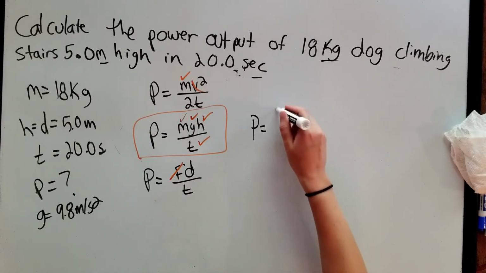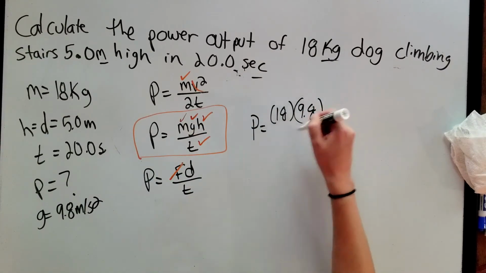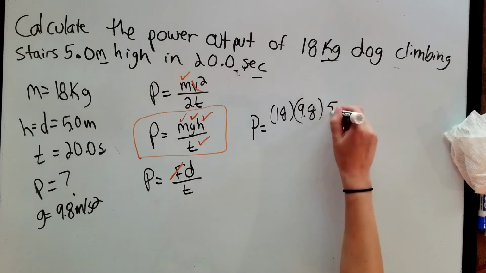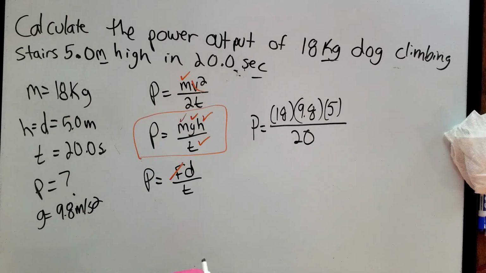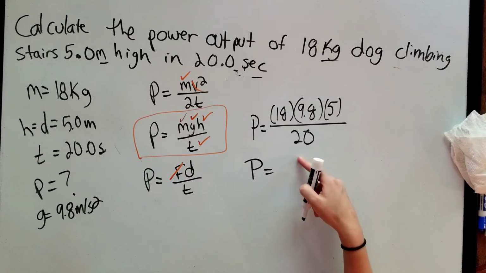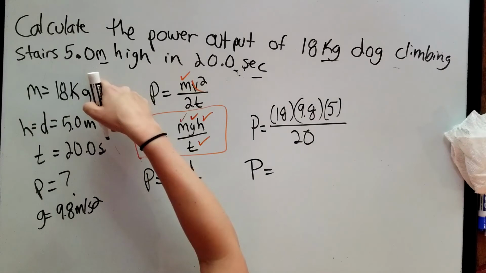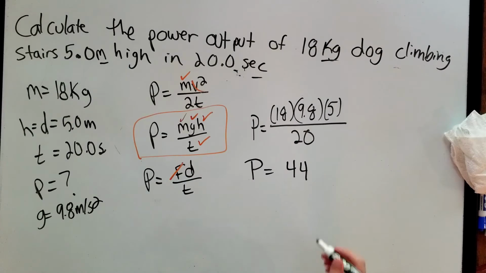We have 18 for the mass. Our g, our gravity, is 9.8. Our h, height, is 5. And divide that whole thing by 20, the time it took the dog to get up that flight of stairs. So 18 times 9.8 times 5, and divide that whole thing by 20. So how much power output was required for that dog? Two significant figures. So 44, and what are the units on power? It's going to be watts, W.